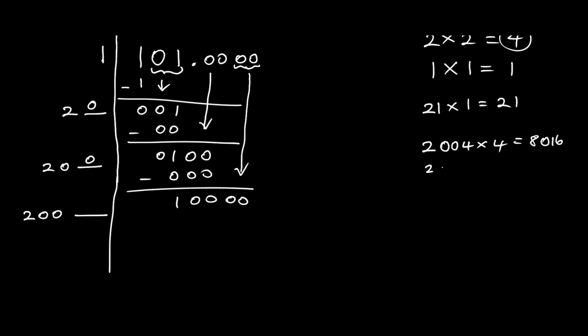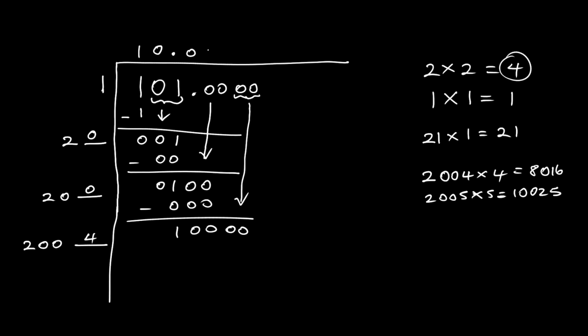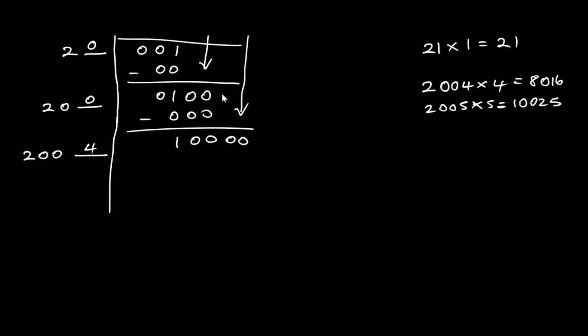So if we tried 2005 times 5, this would be 10,025. So definitely 4 would be our next digit here. And as such, 4 would go here as well.